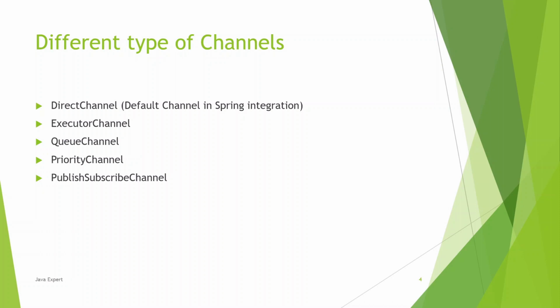So a queue channel will store the message temporarily. And priority channel. It is similar to a queue channel, but we can set the priority. In the case of a queue channel, it is a FIFO model, first in, first out.